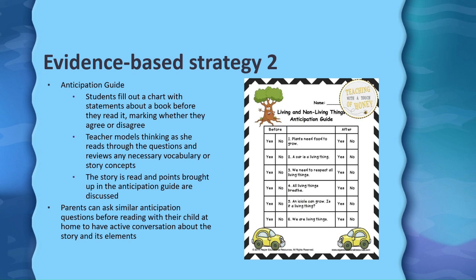As they're doing this, the teacher should model the thinking as they read through the questions. So plants need food to grow. You can say, in the lesson, what did we learn about plants? Do they need food to grow? What kind of food do they need to grow? So as you go through the lesson, you can go back to the anticipation guide to further emphasize those points.